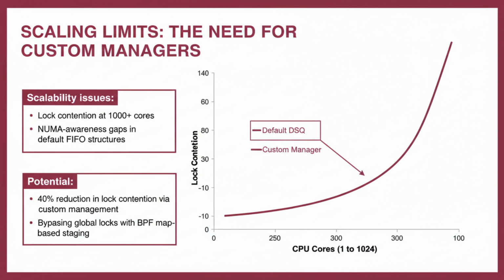By bypassing the standard DSQ path and using BPF maps to track task states, we can reduce lock contention by up to 40% in high-frequency context switching environments. We are essentially building a scheduler within a scheduler, where our BPF logic manages a set of custom data structures to decide exactly which task gets dispatched to which CPU local DSQ at the last possible microsecond.